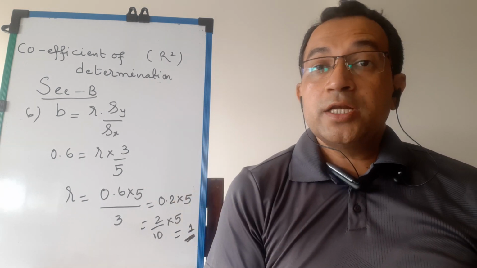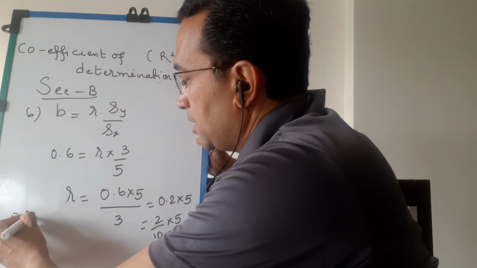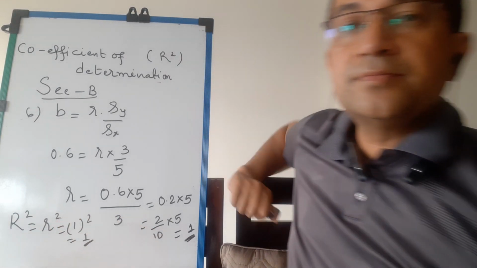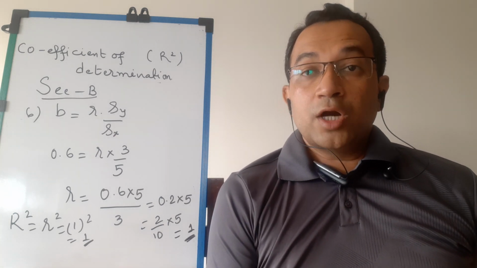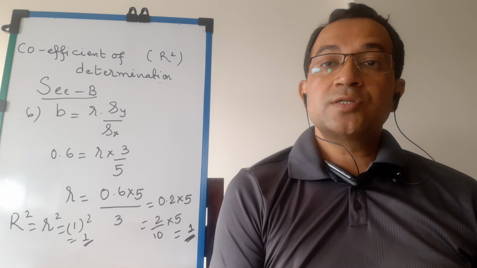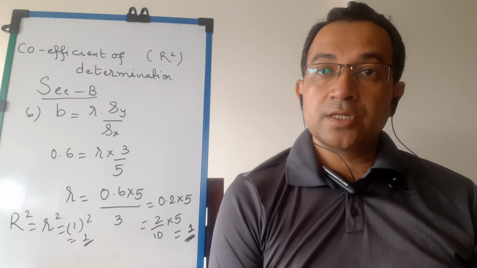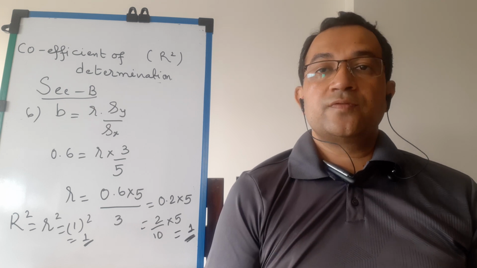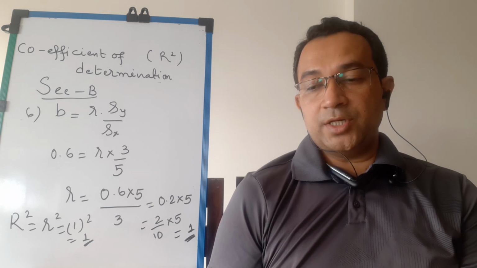Now if correlation coefficient r is 1, then students, coefficient of determination capital R square is equal to small r square, which is equal to 1 square. So that will also be 1. In this sum, students, we were not given r. So whenever we are told to find coefficient of determination, our prime concern is to find correlation coefficient r. If correlation coefficient r is directly given, squaring it, we get coefficient of determination.